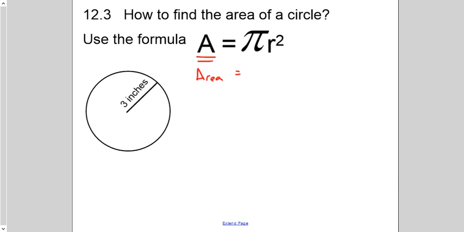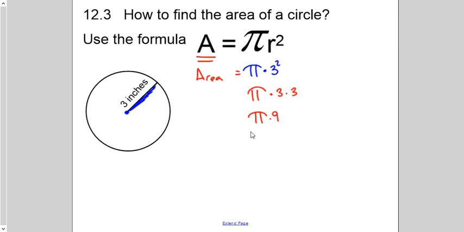And then r. R is going to be the radius, and you see here is the center of the circle, and it's the radius going out to the edge, and it's 3 inches. So area equals pi times the radius raised to the second power. And what that literally means is pi times 3 times 3. And 3 times 3 is 9. So it's pi times 9.